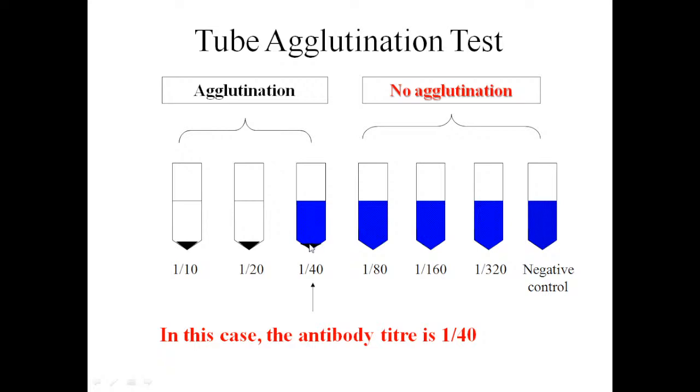So the largest dilution of patient's serum that gives positive agglutination test is considered as the amount of antibodies. So we use a special formula, where we can say that antibody titer is 1 to 40.